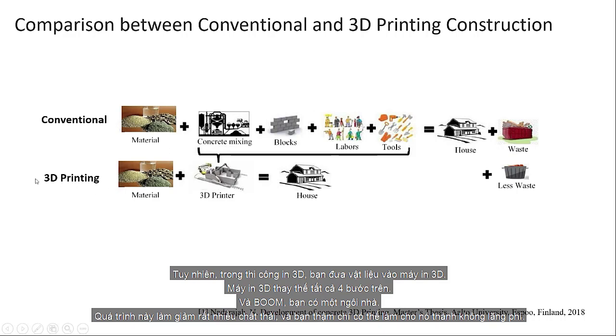However, in 3D printing construction, you put the material into the 3D printer, and the 3D printer substitutes for all of these processes. So you put the material into the 3D printer, and then you get a house. In this process, it reduces a lot of waste, and you could make almost zero waste in 3D printing. So this is very friendly to the environment, and also you can save the wasted material cost.